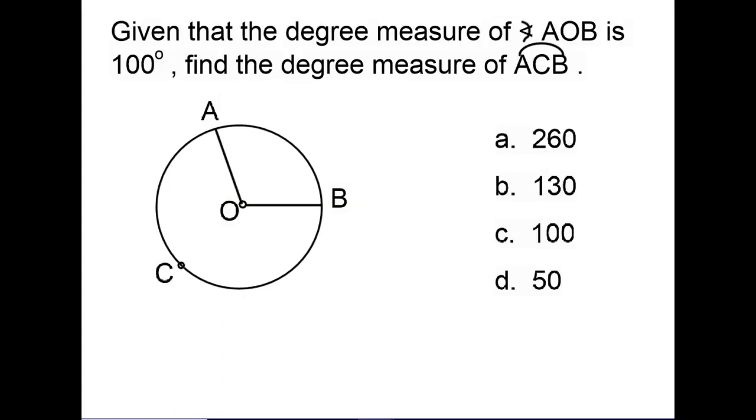Here's a similar question. Make sure you read it and give it your best shot. This one says that the measure of angle AOB is 100. And we want to know the measure of arc ACB, which is that one. Okay, well, if this is 100, then that's 100. And 100 from 360 leaves 260 for the degree measure of that arc.